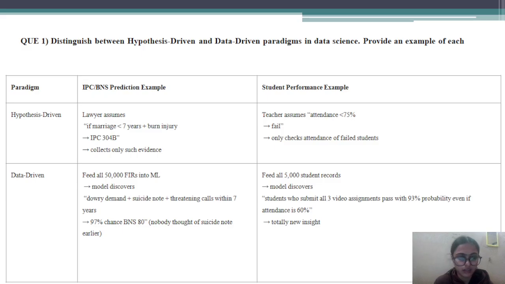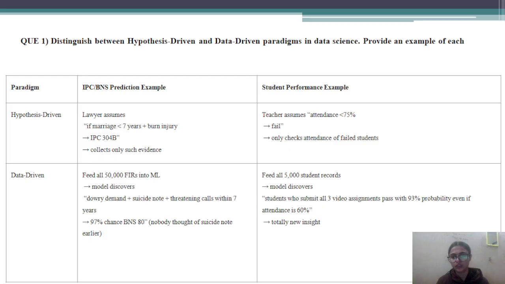Here it is written in the form of an example that if a lawyer assumes that if marriage is less than 7 years old and there is a burn injury, then it must be a case of IPC 304B. Based on this assumption, the lawyer collects such specific evidence and ignores other possible hidden factors. This is a perfect example of hypothesis driven approach because the conclusion is already assumed here, and the data is collected only to support that assumption.